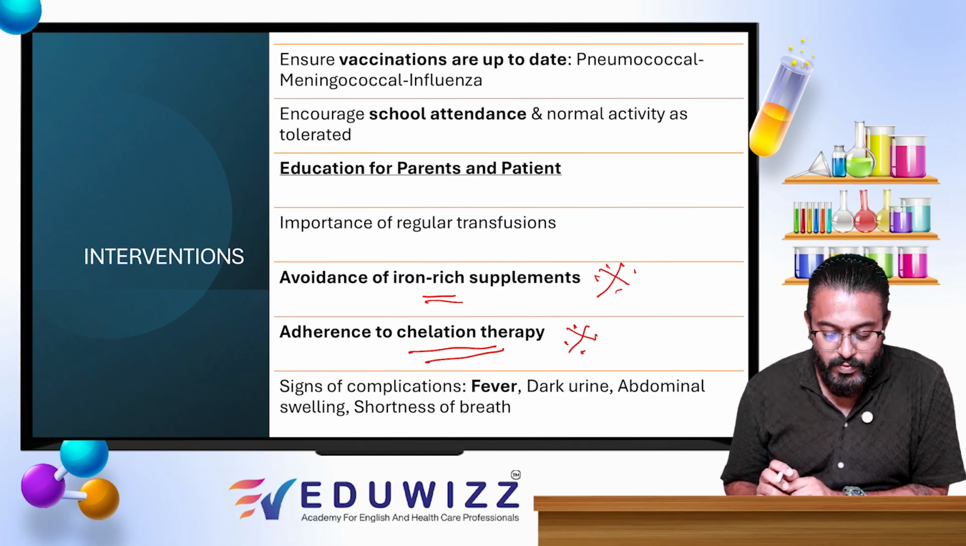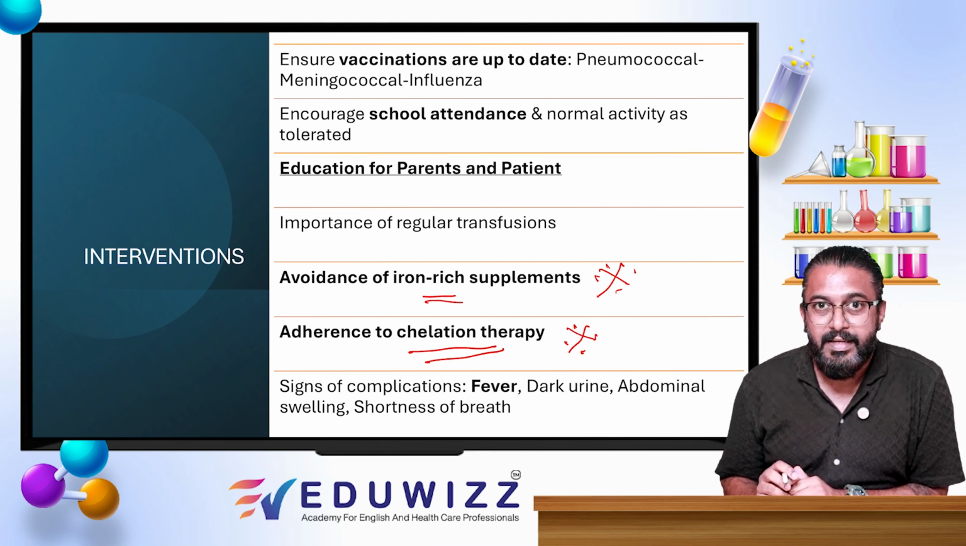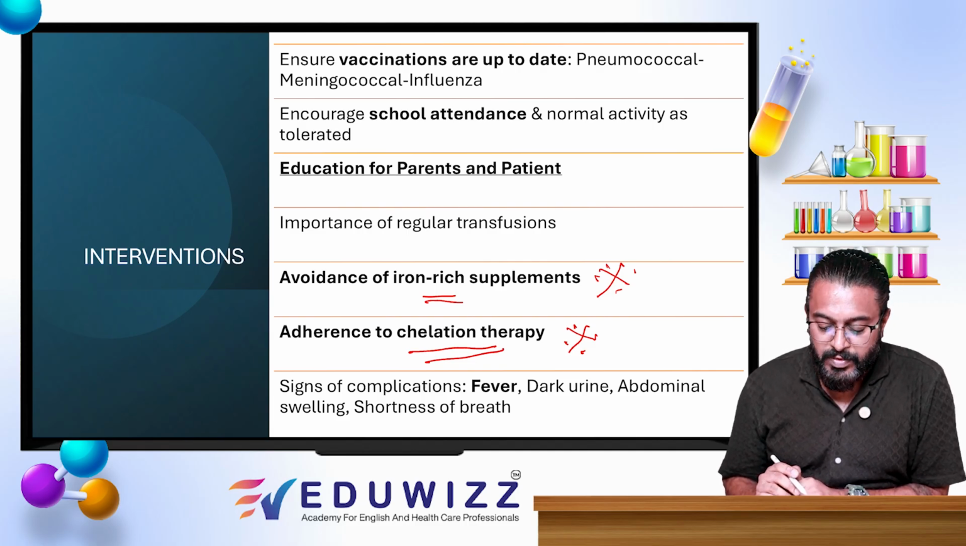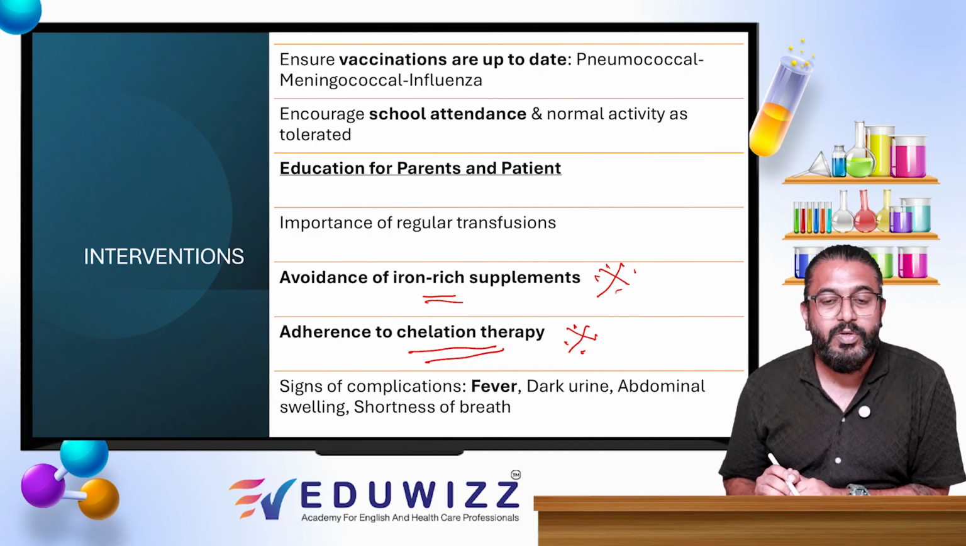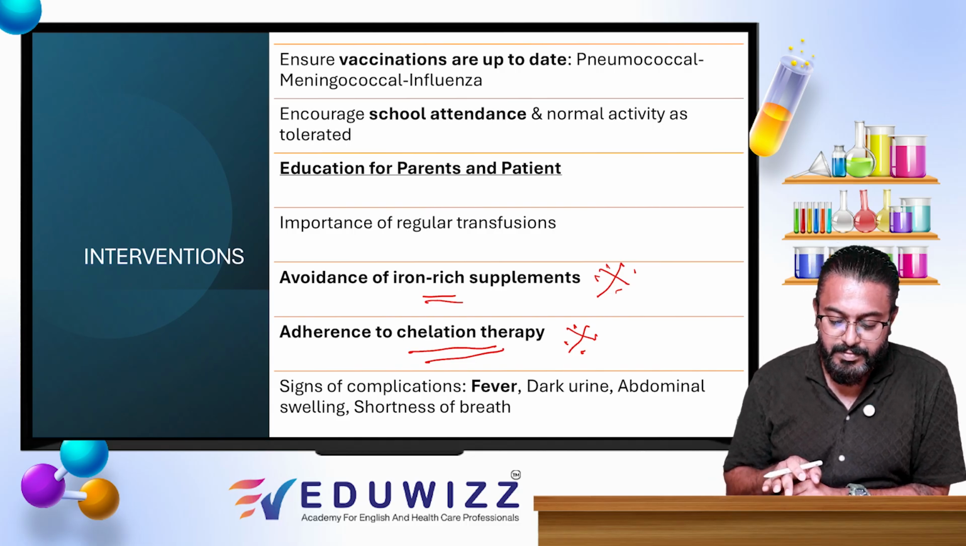Then you have to look for signs of complications. In hospital, we can monitor the child. So while going home, we need to teach parents about this: fever, dark urine, abdominal swelling, and shortness of breath. These are the signs of infection. So you have to teach the parents about this.